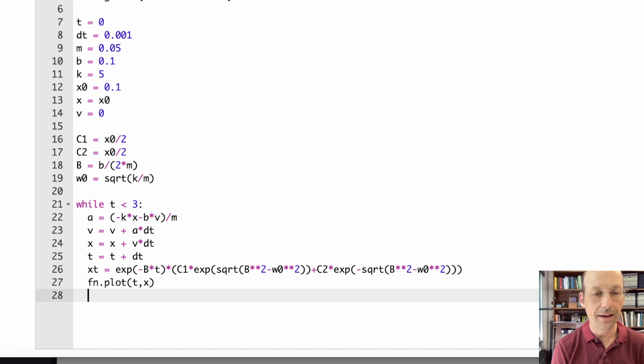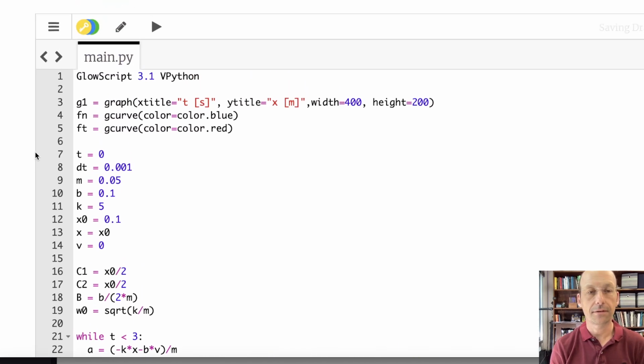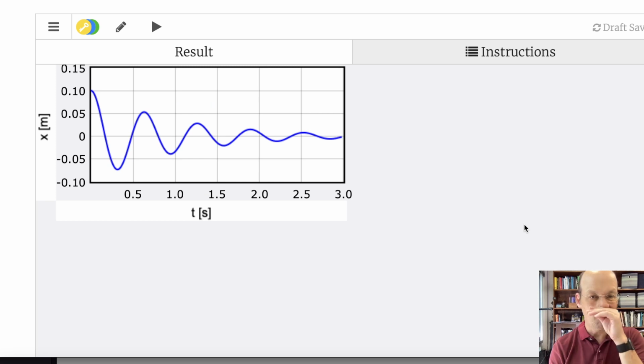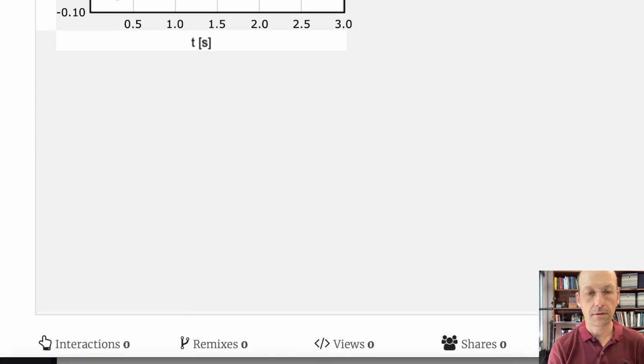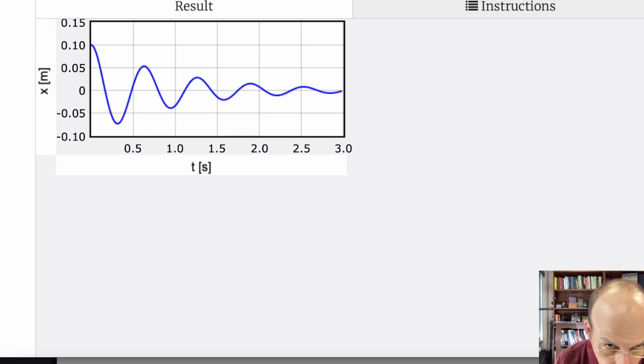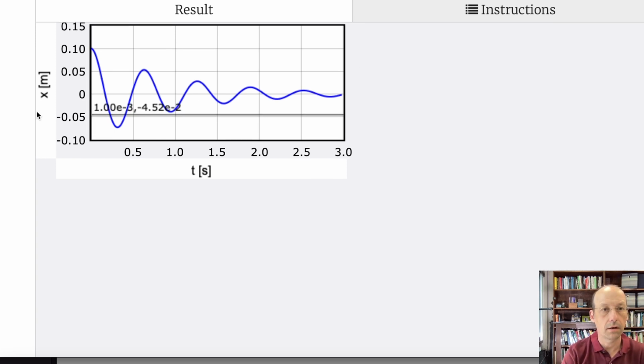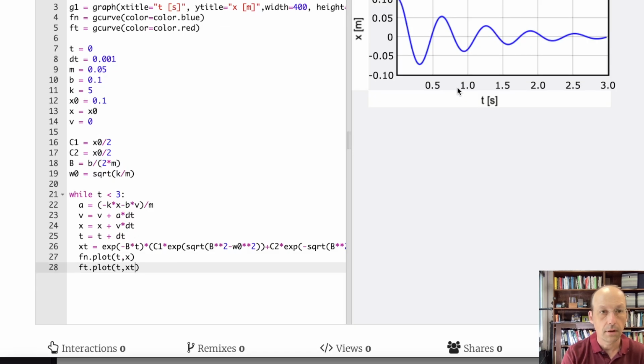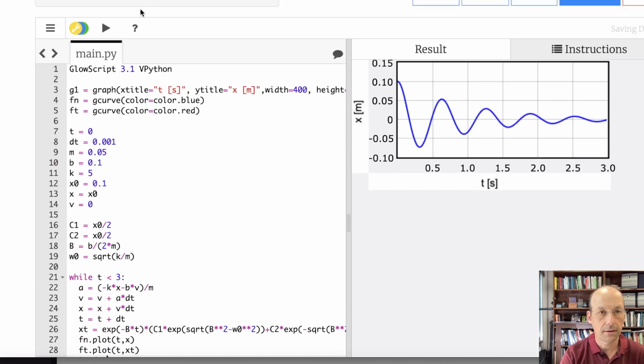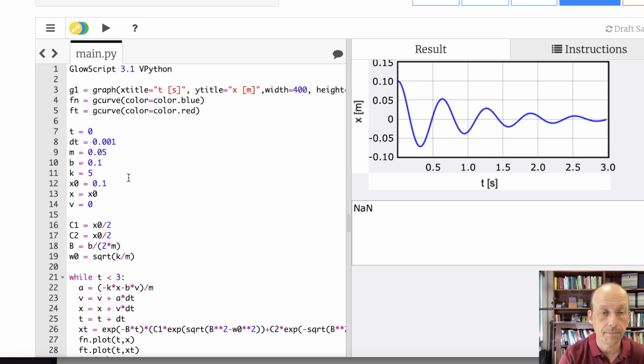Okay. And now let's plot that. ft dot plot xt. Not high confidence here. That's fine. Let's just do it. See, something happened. It didn't plot it at all. Huh. Let's see. What the heck happened? Let's just print down here. Print xt. Not a number.